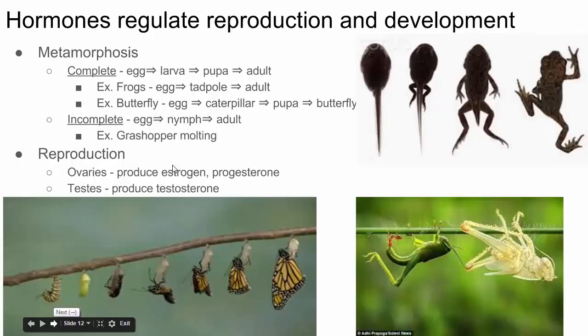For example, tadpoles metamorphose into frogs, and that's based on hormones that control that. Butterflies metamorphosing from caterpillars is another example, or grasshoppers molting. All of those organisms, that process is controlled by hormones.